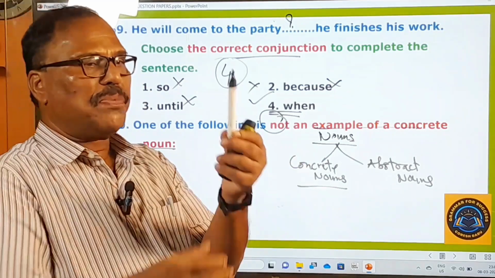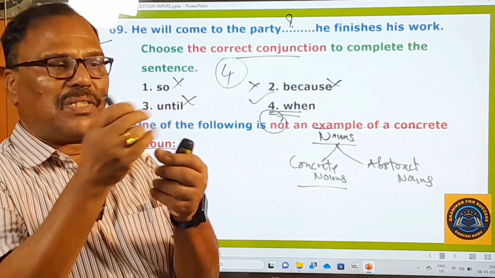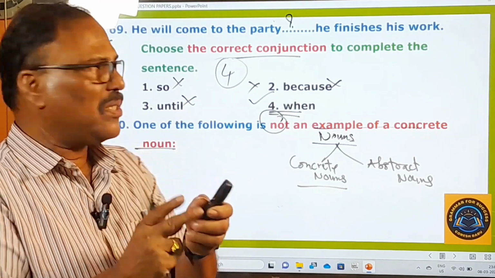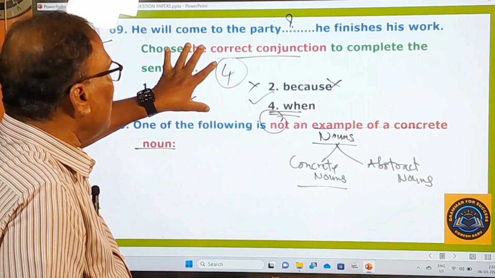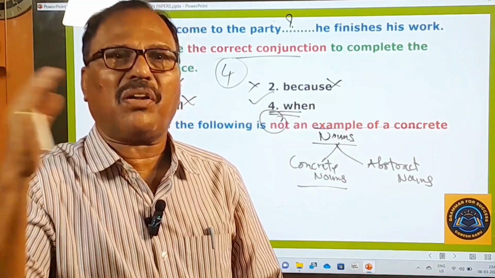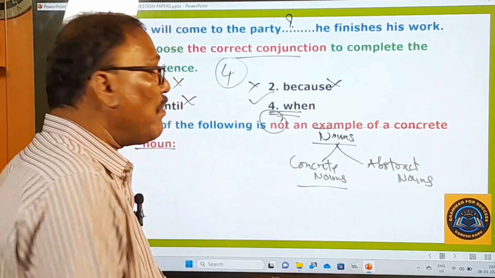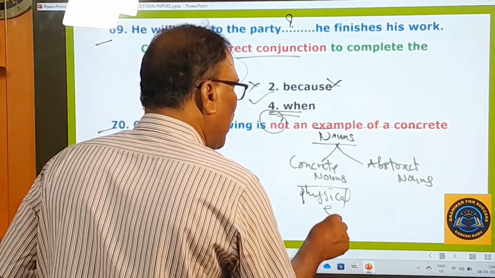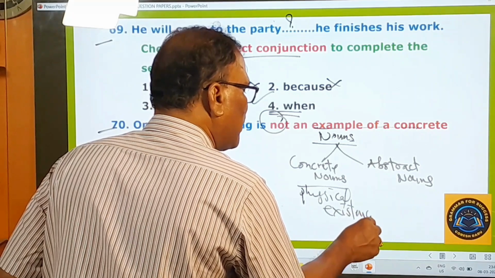For example, this pen is there. I can see this and I can touch it. This slide changer is there. I can see this and I can touch this. This board is there. I can see this and I can touch it. That means all the things that we can see and touch are called concrete nouns. They have physical existence. They will be living physically.